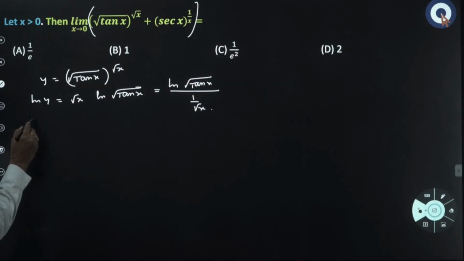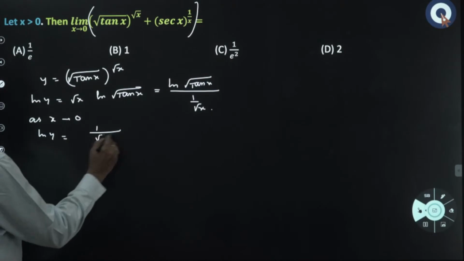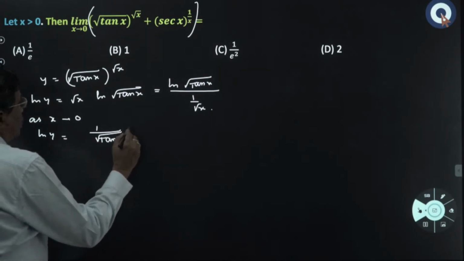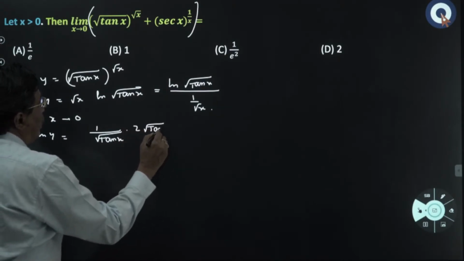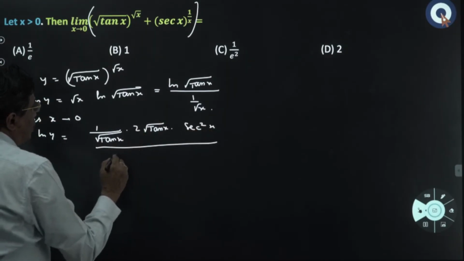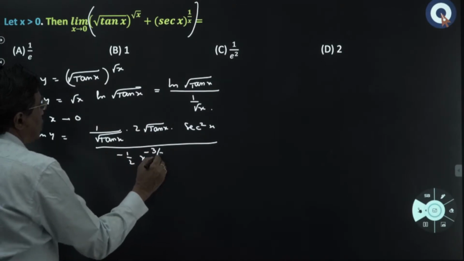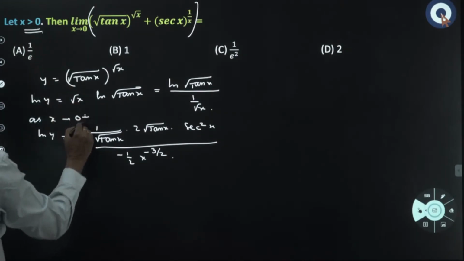As x tends to 0, we have log y is equal to 1 by root tan x into the derivative of root tan x. The derivative of root something is 1 by 2 root of tan x, and the derivative of tan x is secant square x, divided by the derivative of x to the power of minus half, which is minus half x to the power of minus 3 by 2. This is what you get, right? Because x is greater than 0, you can as well consider 0 plus.